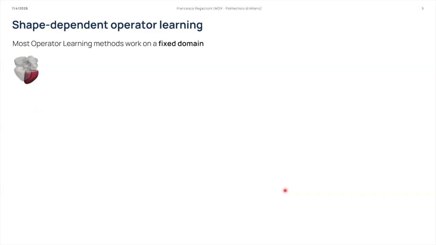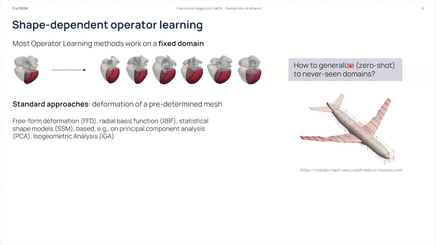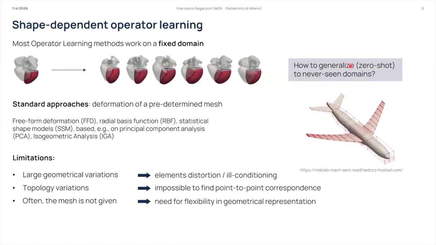So the point is that most operator learning methods are designed to work on a fixed domain, but in many situations the domain can change. And so the key question is how can we generalize in a zero-shot manner to domains that we have never seen before? So the standard approach has been based on the idea of deformation of a predetermined mesh. So we have, for instance, free-form deformation, methods based on radial basis functions or statistical shape models. But these methods have significant limitations.